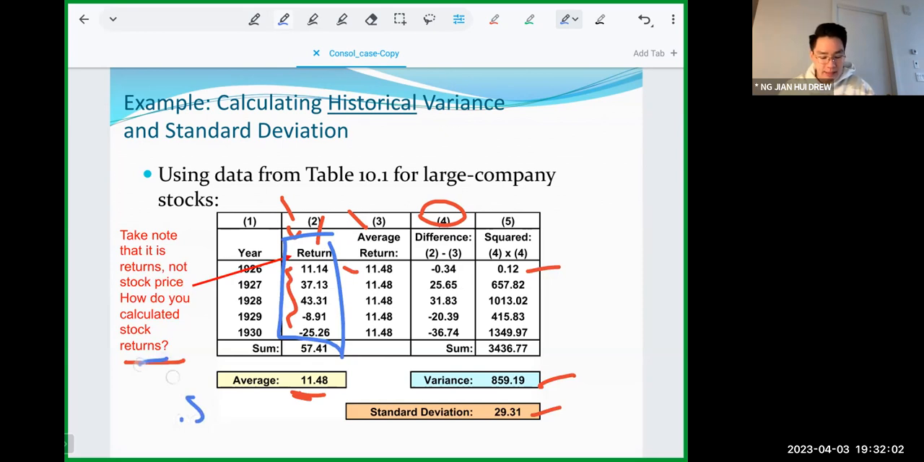And what this says is that if the question gives you stock price, you need to calculate returns. And how we calculate the returns is this year's stock price minus last year's stock price divided by last year's stock price, which is basically the capital gain percentage.